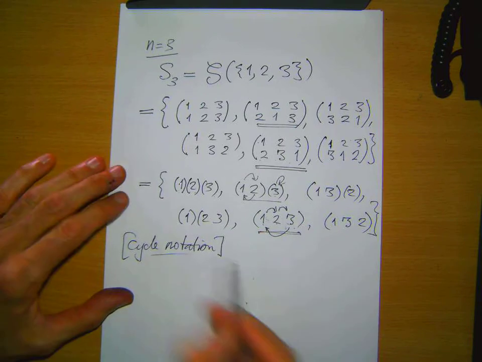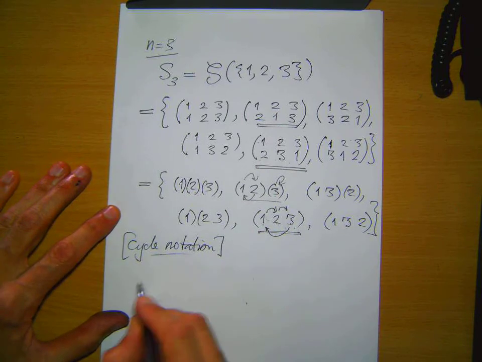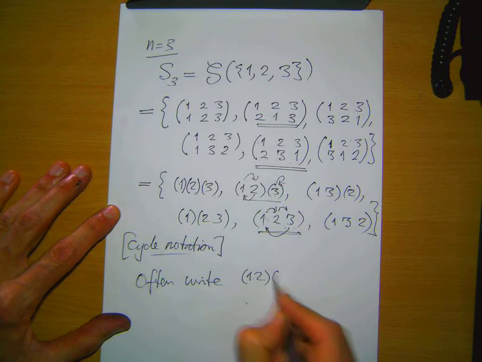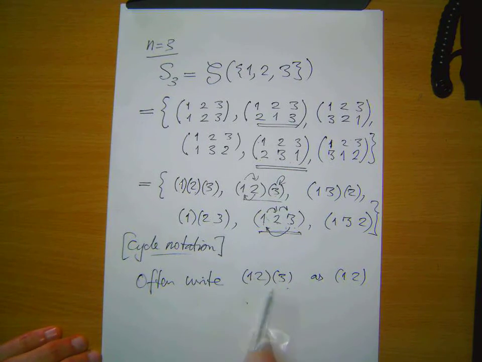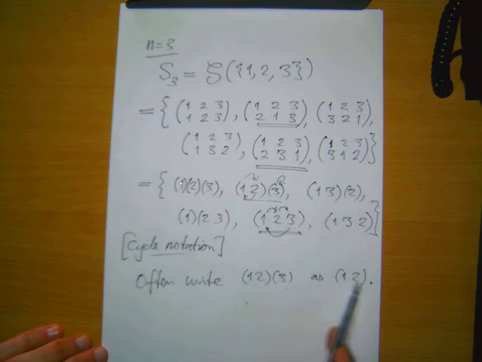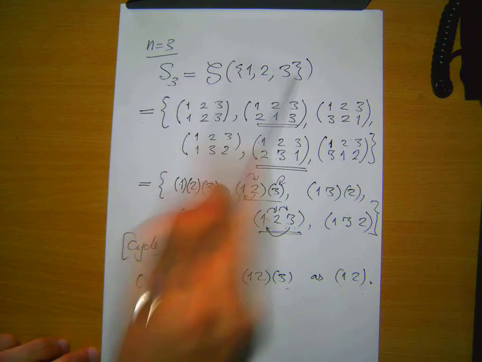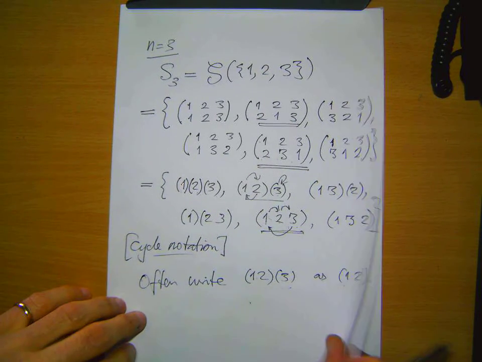In fact, for short, if we know that we're working with 3 objects, we'll often write, to save even more ink, (1 2 3) just as (1 2), with the understanding that anything we don't write down is fixed. But (1 2) really means (1 2)(3). Anything we don't write down, we assume is fixed. You don't have to do that, but you save more ink that way. Of course, you need to know how many objects you're dealing with, so you know the ones you haven't written down are fixed.